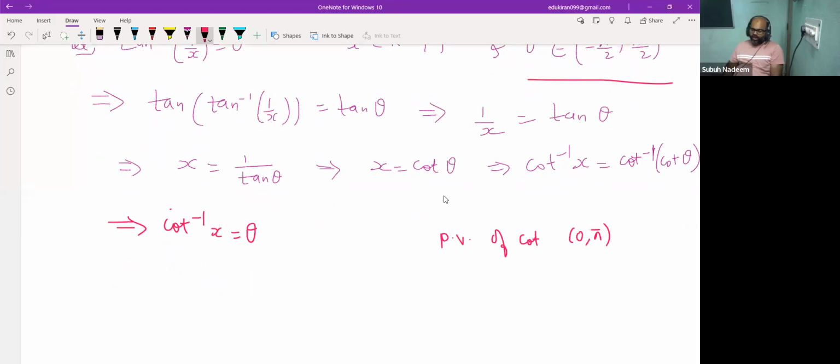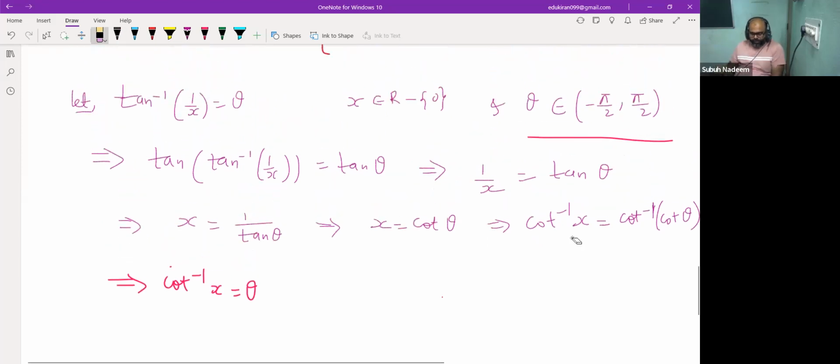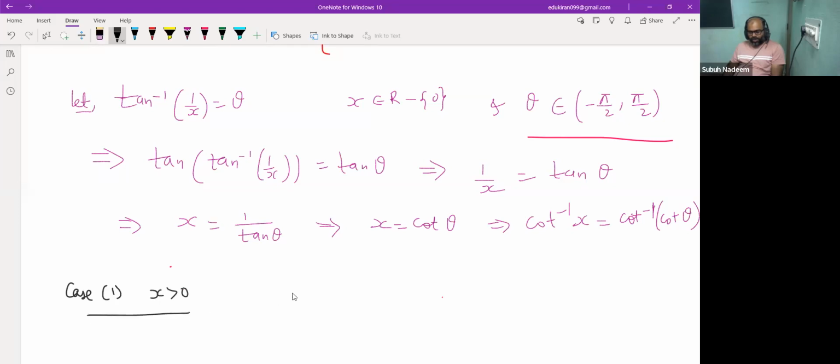In the earlier cases, sine and cosec both have the same principal value, and cos and sec both have the same principal value. But here tan and cot do not have the same principal value. So for the value which we have taken above, which was 1 by x, there will be two cases now. Case number one, if x is positive, and case number two, if x is negative.